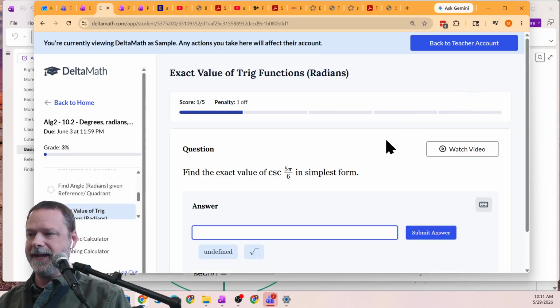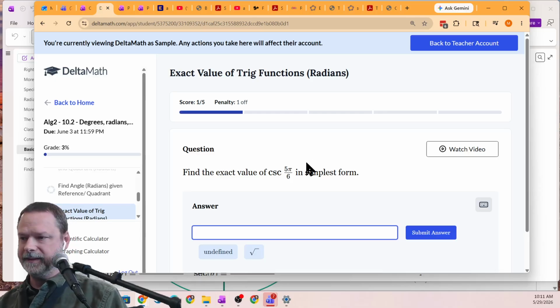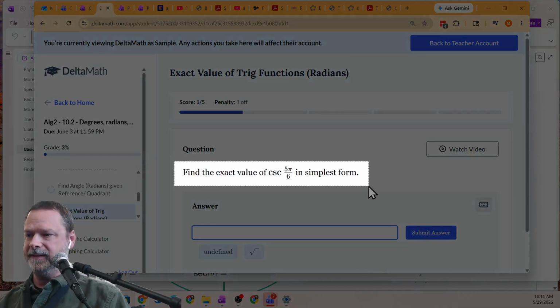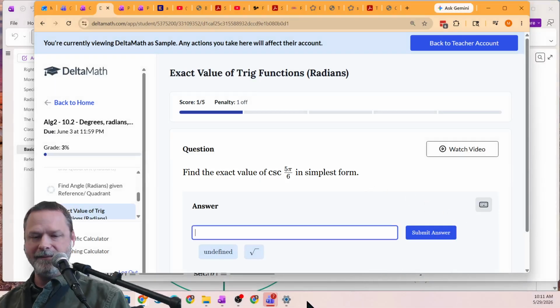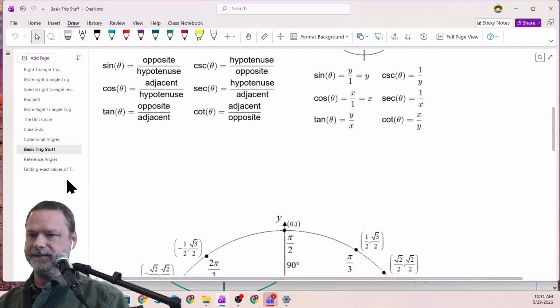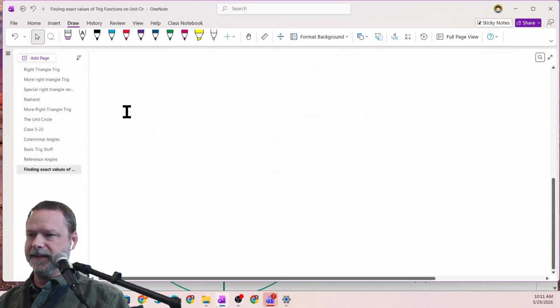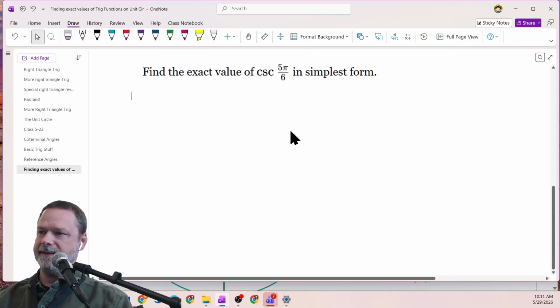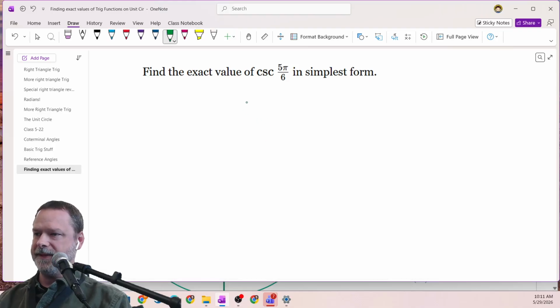Cosecant, 5 pi over 6. We can do one more. Let's do one more. But it's not really necessary because it is the same method for any other trig function we want to do. It's the same. Here we go. All right, so one more example, and we'll be good. Find the exact value of cosecant 5 pi over 6.